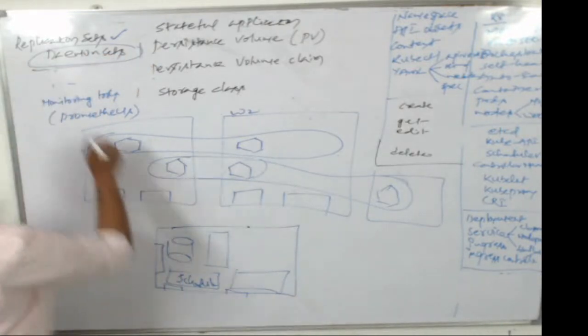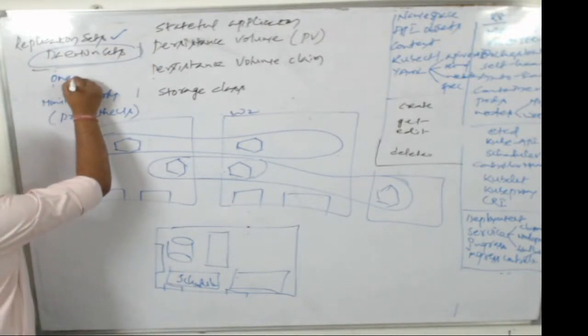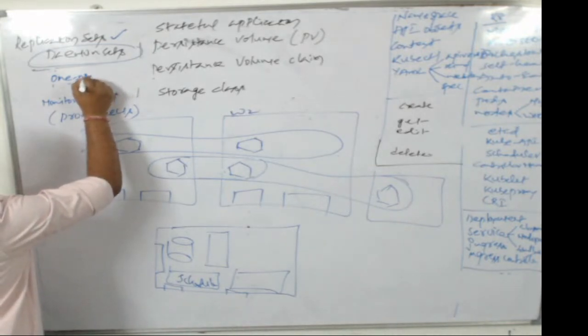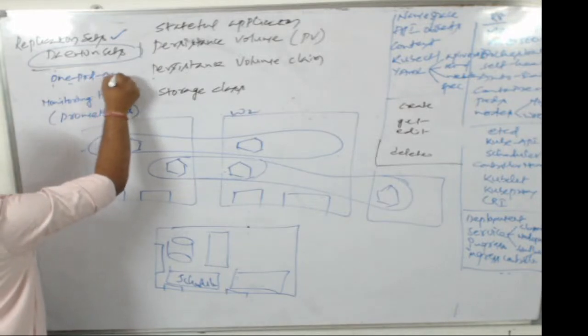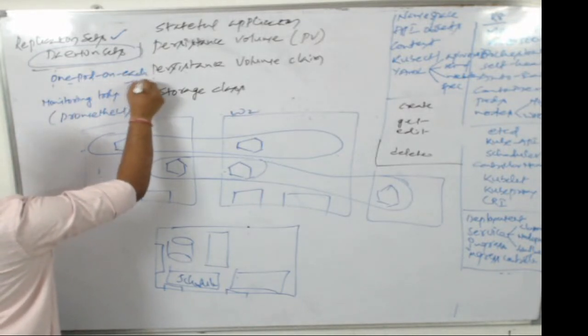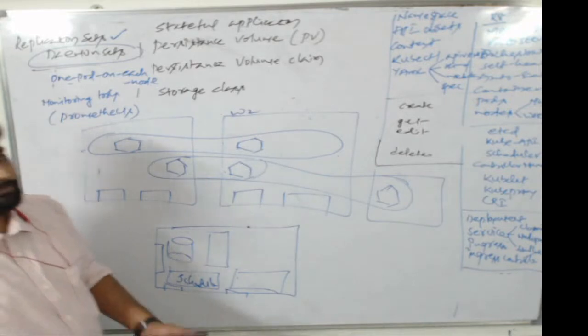Let's rephrase this one. One pod on each node. That's a daemon set.